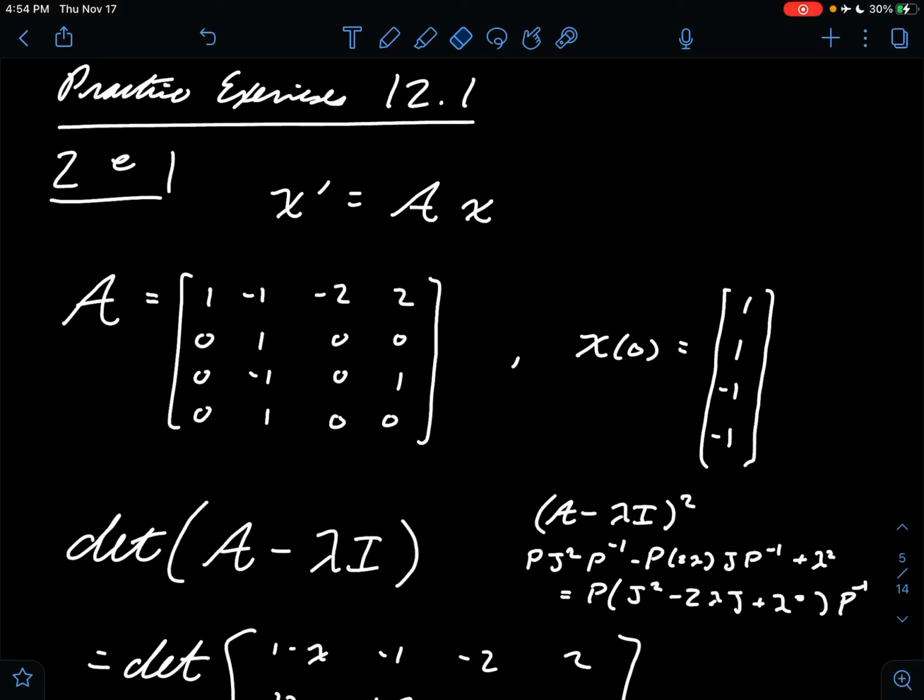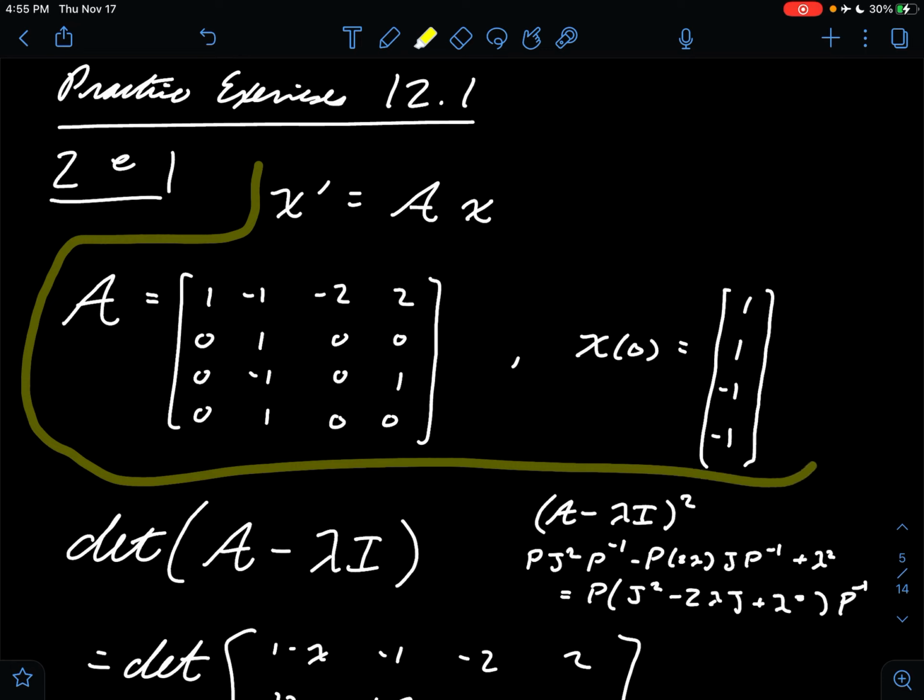Hey guys, I wanted to quickly give a demonstration of one of the practice exercises for a problem that involves Jordan canonical form and also using the fundamental solution matrices, and use that as a chance to talk about those things. So we're going to do 2e from 2.1 toward 12.1, and we need to solve the equation x prime equals Ax, where A is given here, and we have an initial value given as well, and we need to find the solution to this problem.